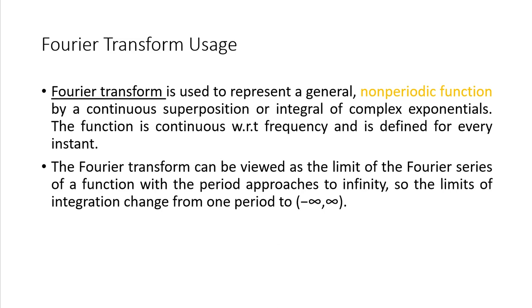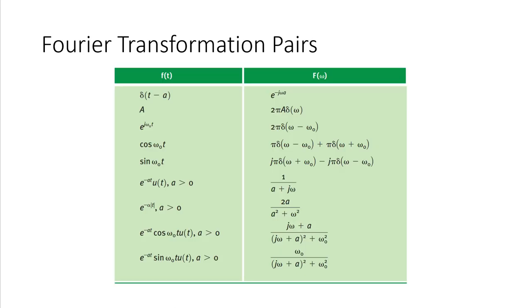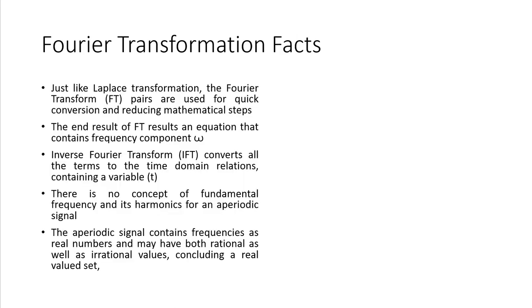Okay. Fourier transform facts. These are some facts. Just like the Laplace transform, the Fourier transform pairs are used for quick conversion in reducing mathematical functions. So we have the pairs of these Fourier transforms, and we do quick conversion as given in this table, which is in the next slide. So we'll go to this, but let's go back.